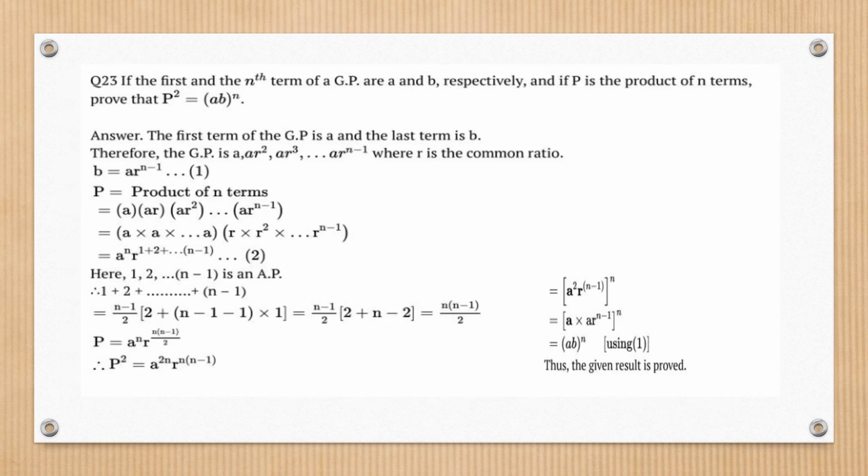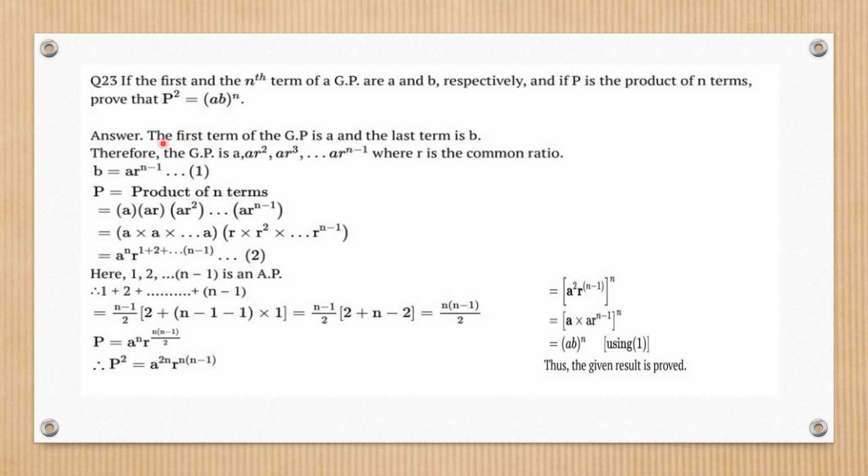Question number 23 of NCERT says, if the first and nth term of a GP are a and b respectively, and p is the product of n terms, prove that p square is equal to ab raised to power n. So let us start solving.